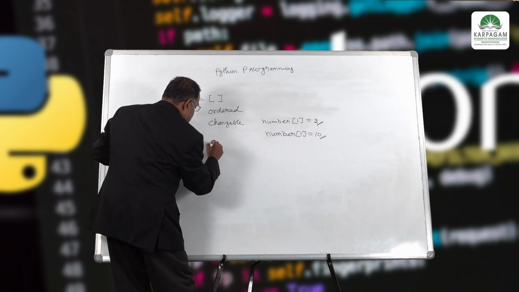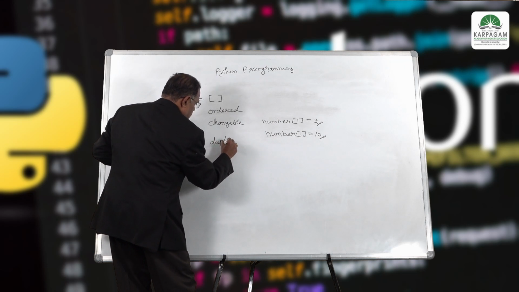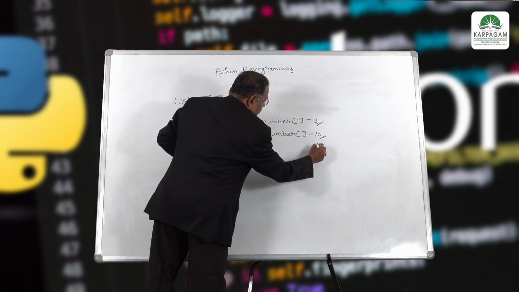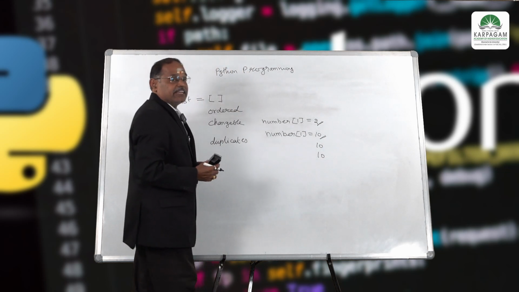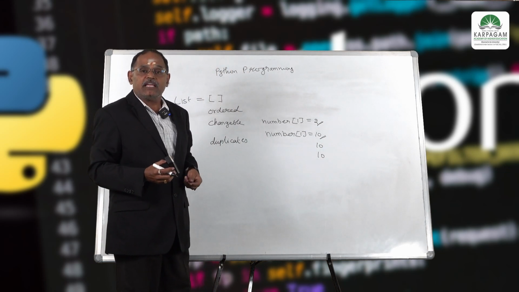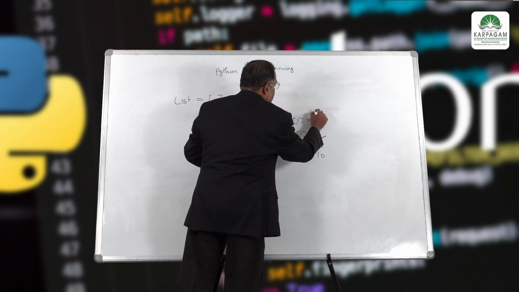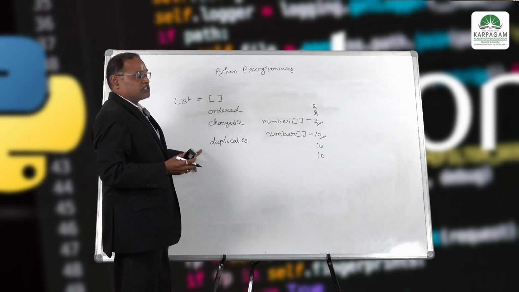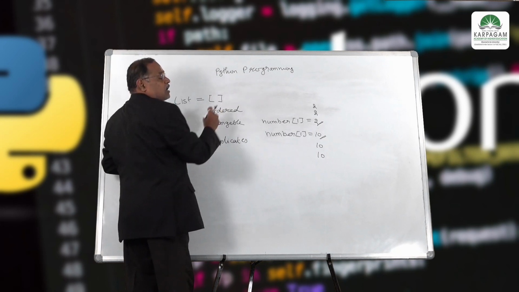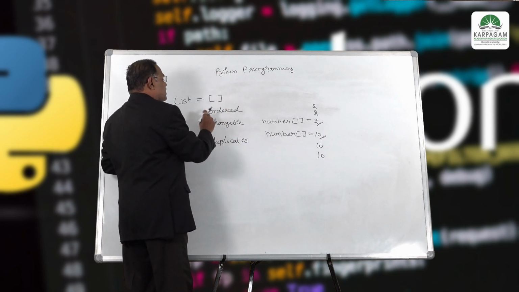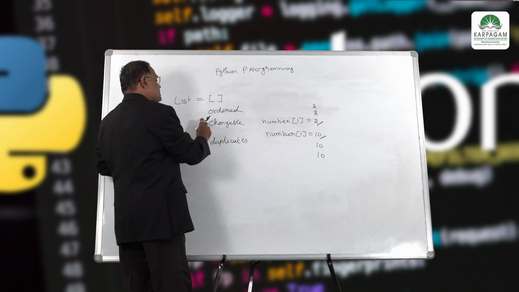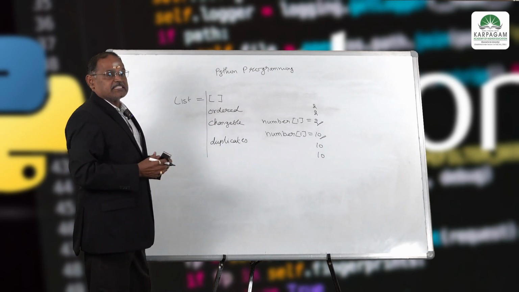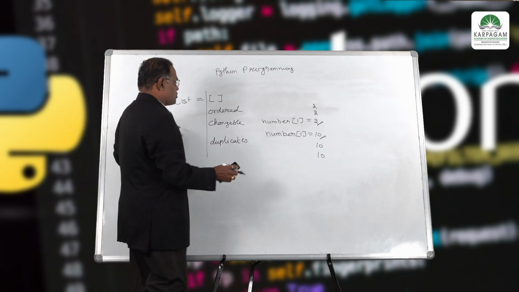Then duplicates. I can have n number of tens in my list, or any number can be repeated in the list. So how to initialize or start with the list, then how to use the ordered list, then changeable, then duplicates. These are the four main points in the list concept.